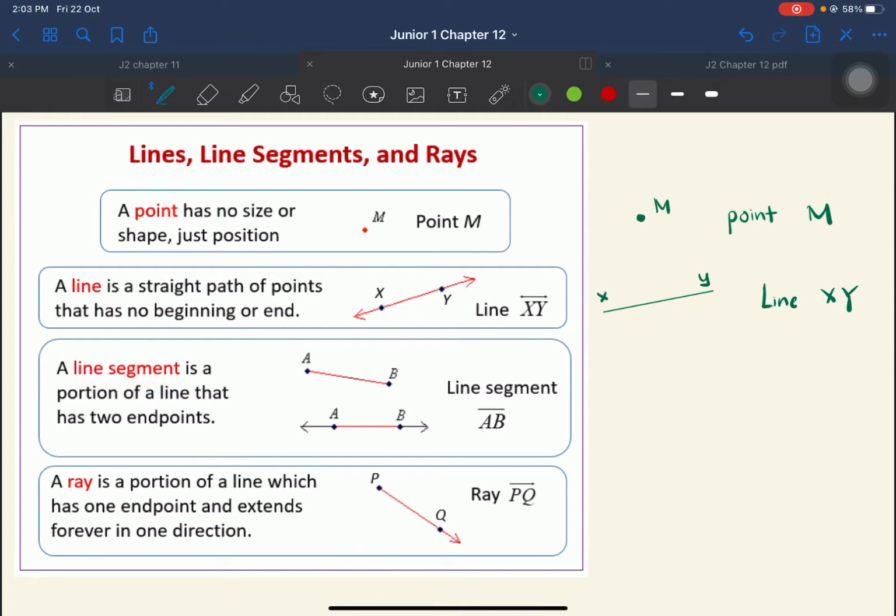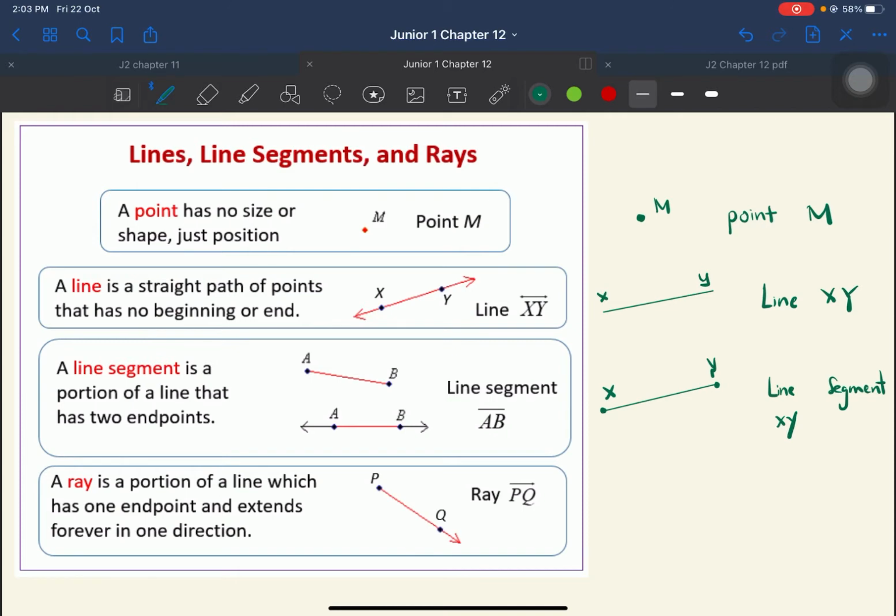And next one, line segment. A line segment is a portion of a line that has two endpoints. If you draw a line and you have an endpoint for each of the sections here, we call it line segment XY.